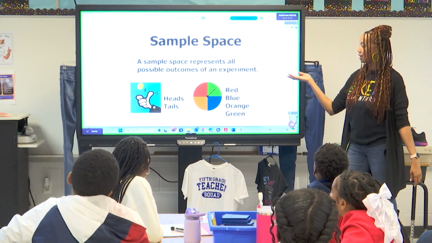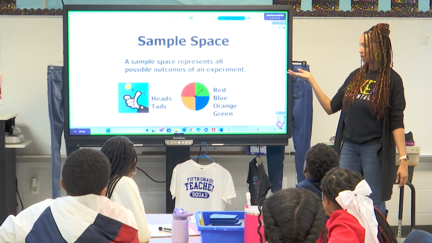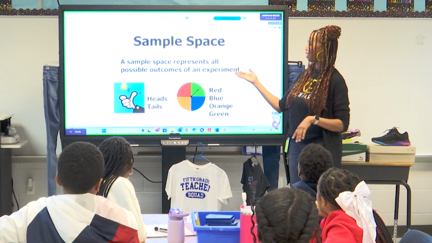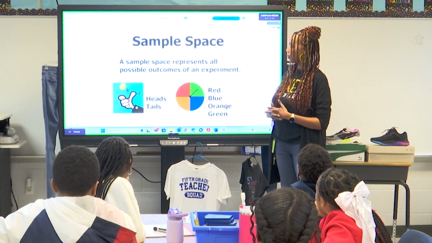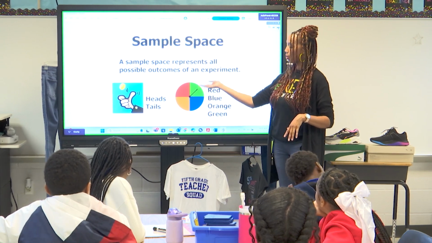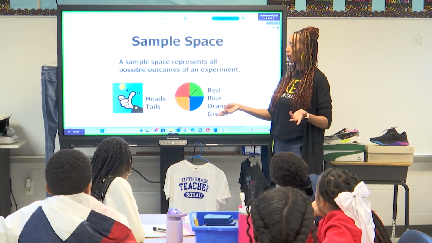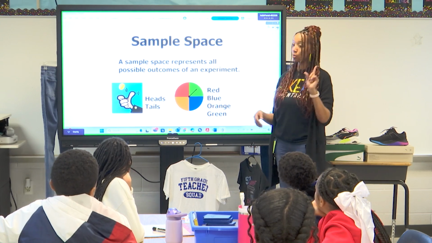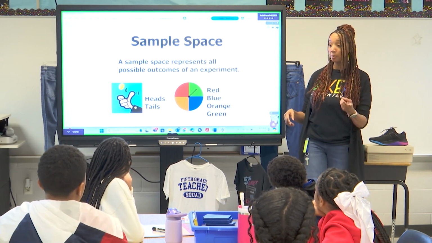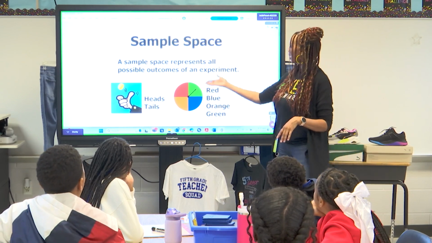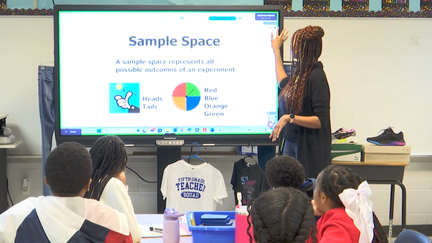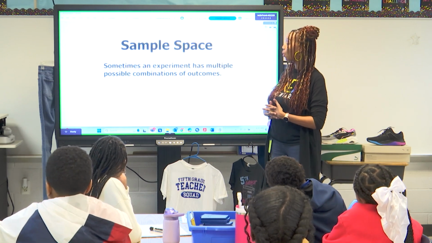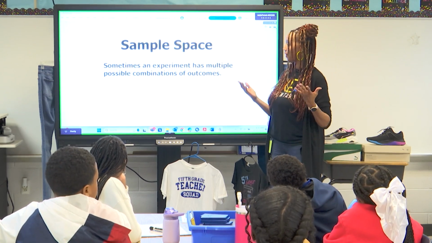sample space. And I know you're like, well, what is sample space? So a sample space actually represents all the possible outcomes of an experiment. So for example, if you had 2 coins and were flipping them, you could find out, is one going to be heads, is one going to be tails, or both going to be heads, or both going to be tails, or you could have different outcomes with a spinner. So a sample space represents the fact that sometimes an experiment has multiple possible combinations of outcomes.